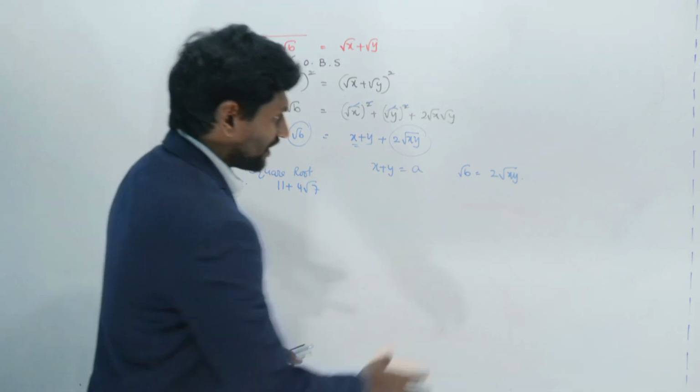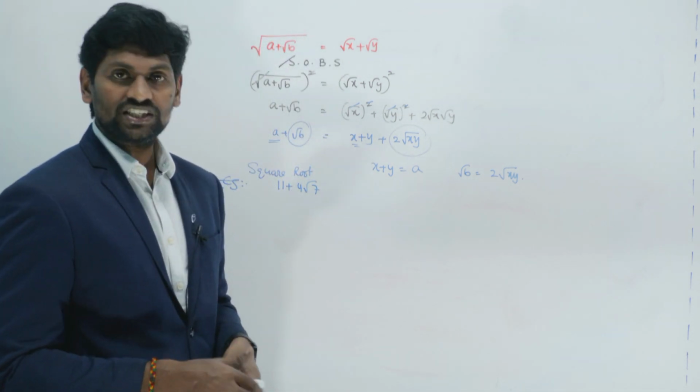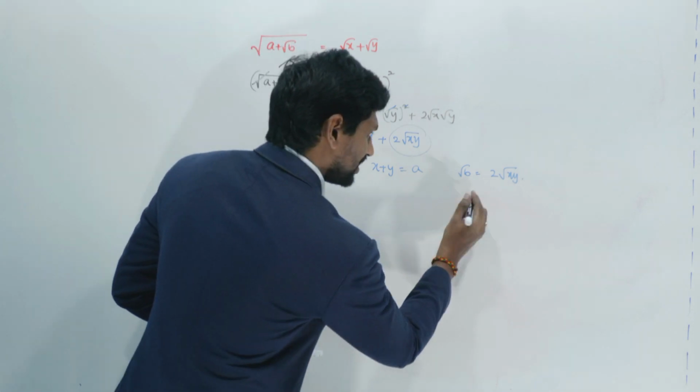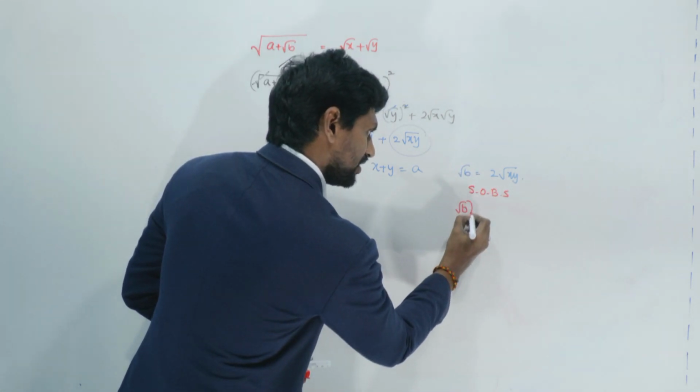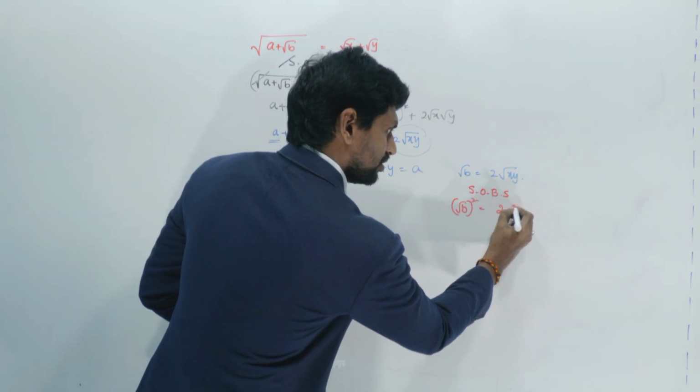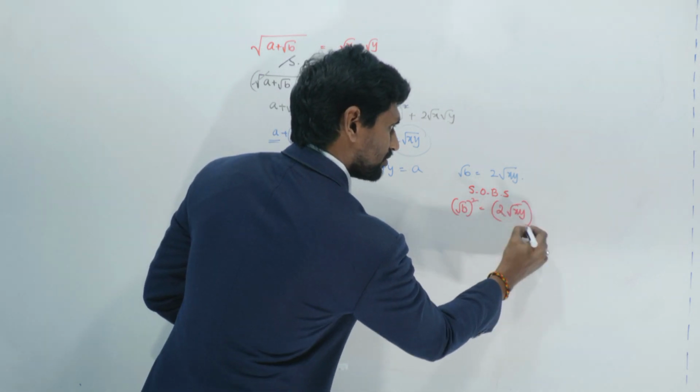Okay? So for this, let us square on both sides here. Squaring on both sides, then root b whole square equals 2 into root xy whole square.